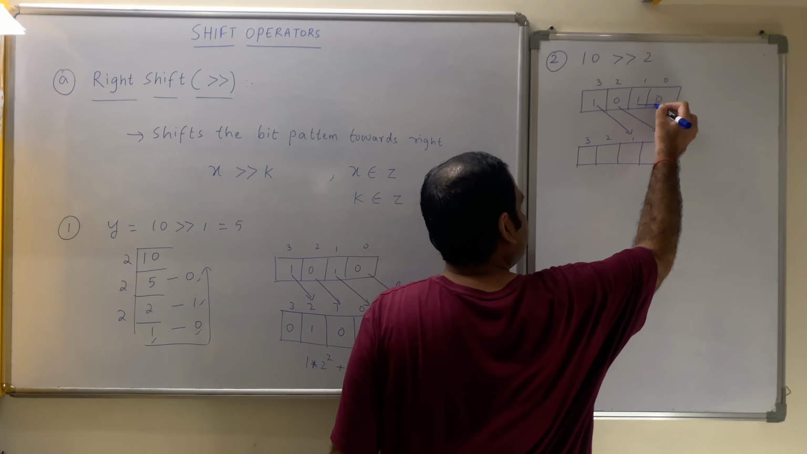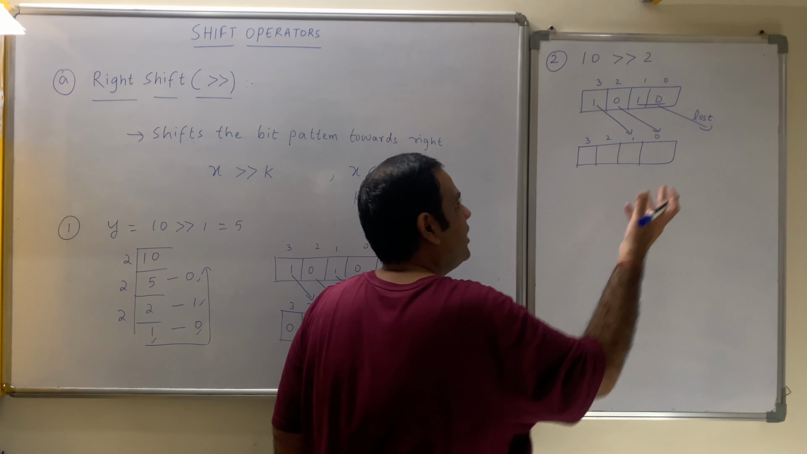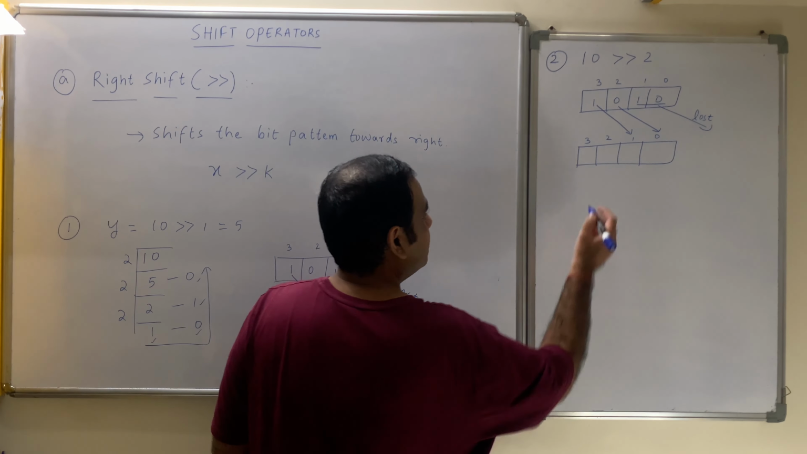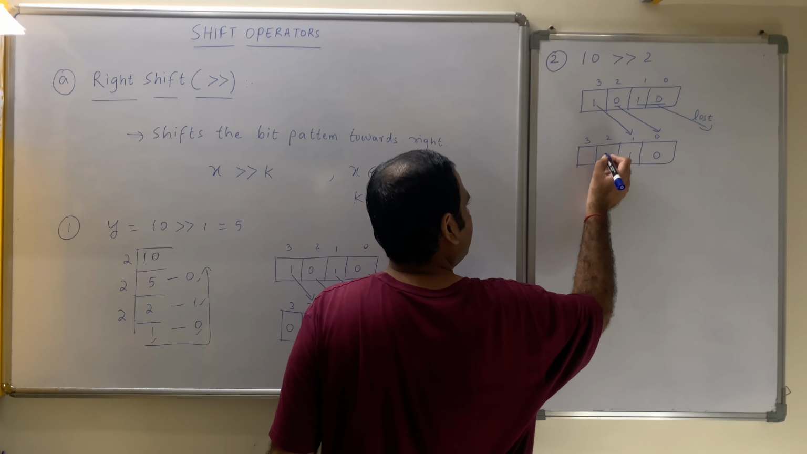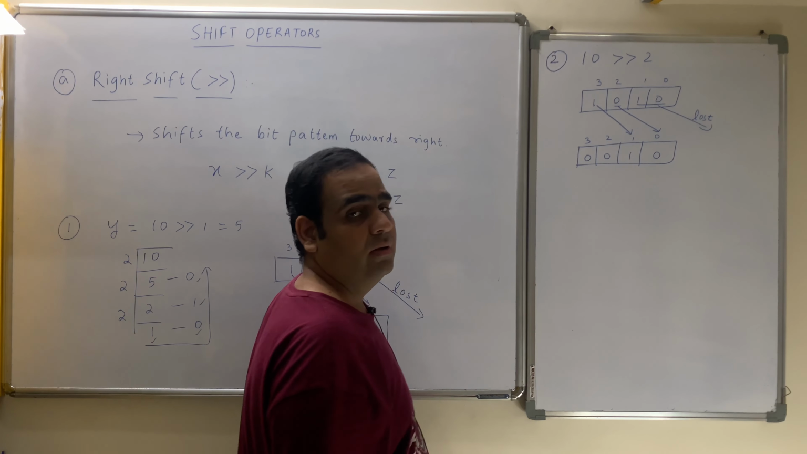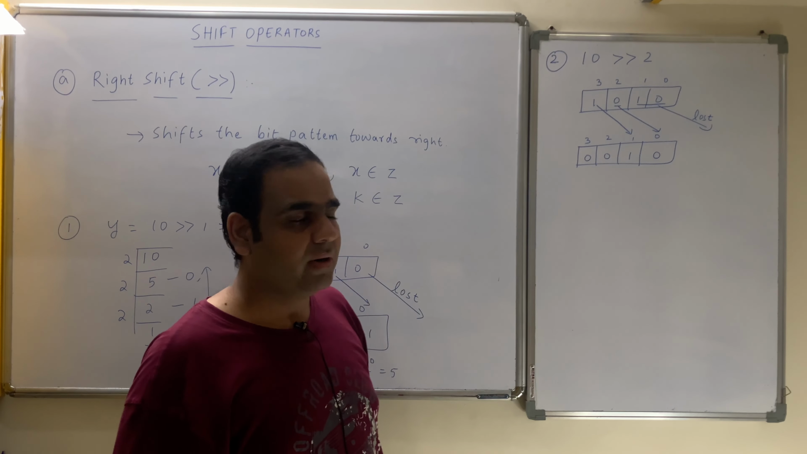And what about these 2 bits? These 2 bits are lost because there is no space. Hence, this 0 will come here, this 1 will come here, and we will place 2 zeros at bit number 2 and bit number 3.